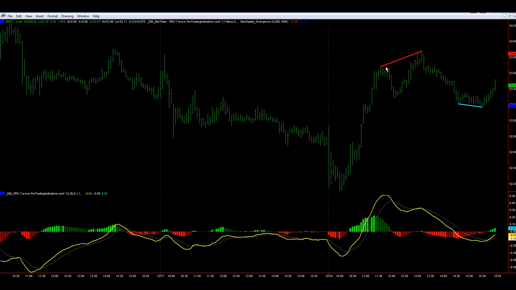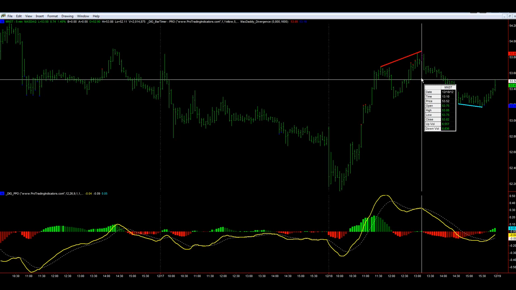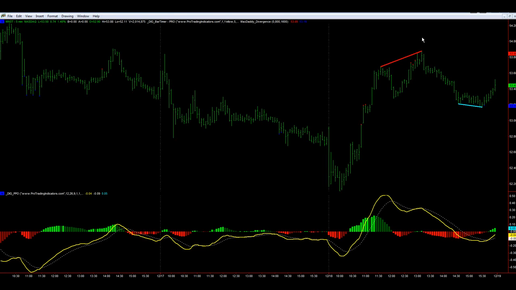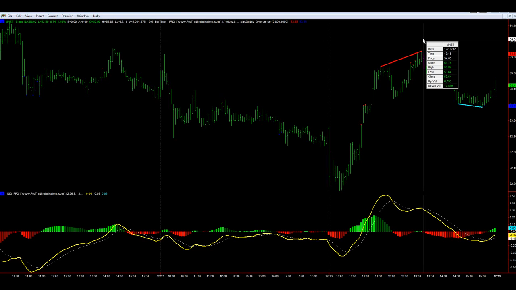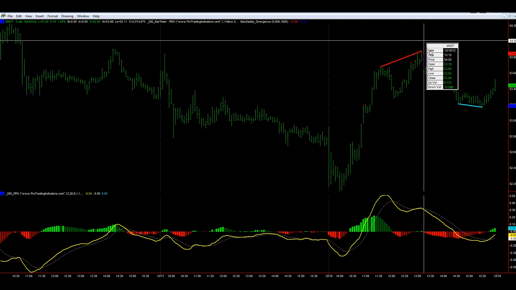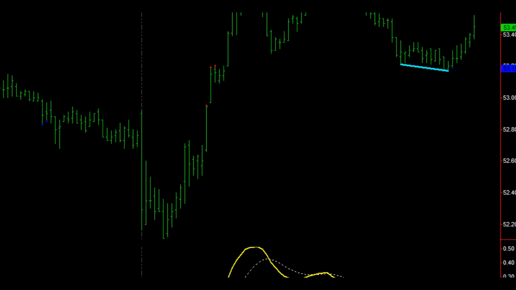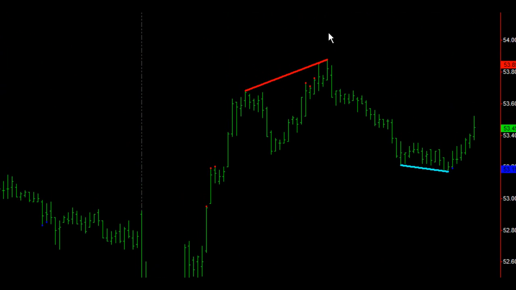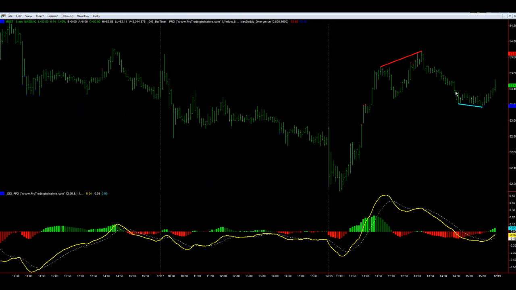This is today on Monster, actually. Here's a good example. Price made a higher high from here. The oscillator made a much lower high. And right after that, the moving averages cross back down. And that's what I look for. This is a beautiful trade. Moving averages are crossing down here. Market sells off, and you can trail stop this any way you like.